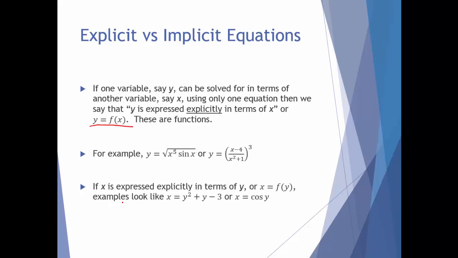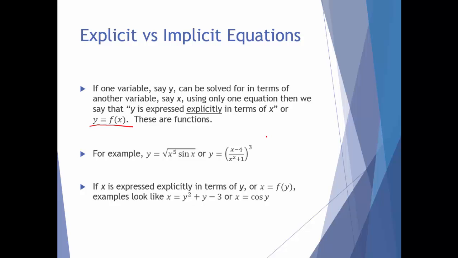If instead x is expressed explicitly in terms of y, also known as x equals f of y, then you have x as a function of y. For example, if you have x equals y squared plus y minus 3, that is x as a function of y. If x equals cosine y, that's also x as a function of y. So you don't want to get too locked into, hey, we're solving for y in terms of x. We can use any types of variables in here.